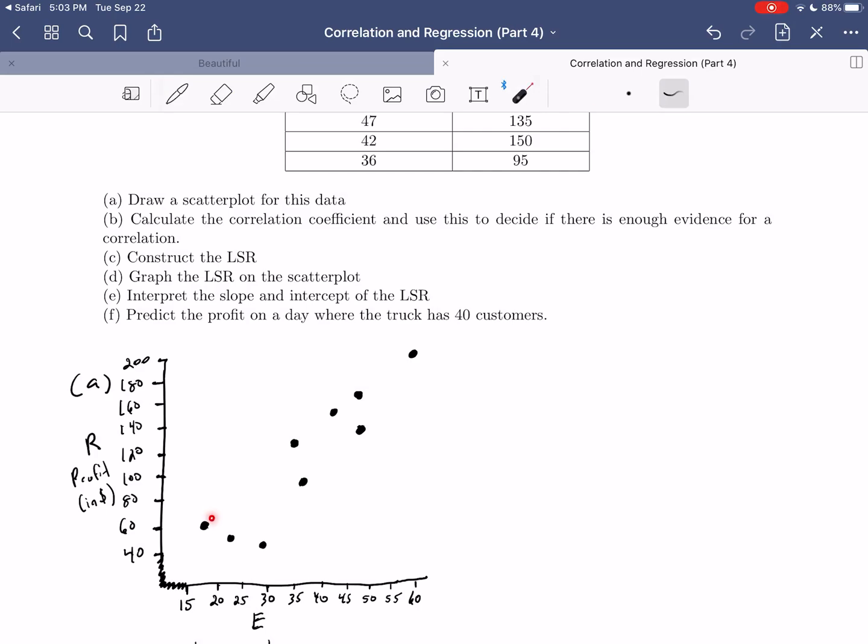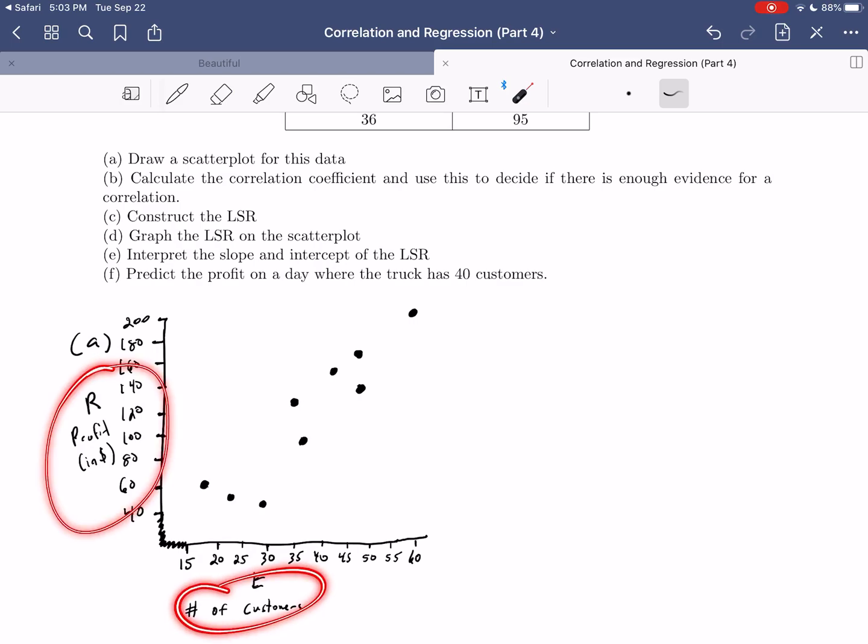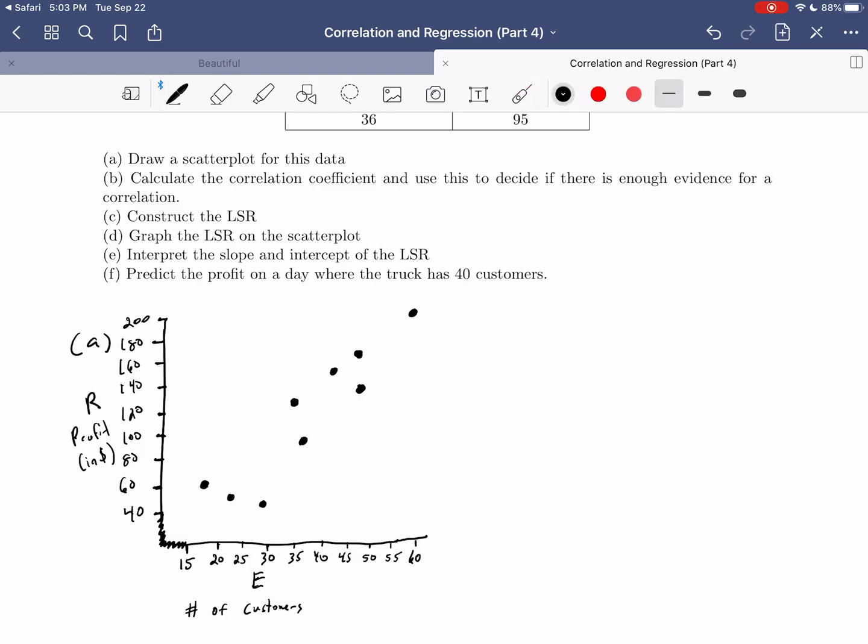Okay. Again, we've got 1, 2, 3, 4, 5, 6, 7, 8, 9. What sort of general direction are we seeing? Well, it does look to be positive, which should make sense. The more customers you have, the higher your profit should be. So it makes sense that we're seeing sort of a positive direction here. We'll have to actually calculate the correlation coefficient to decide if it's a strong enough pattern to really be considered a relationship. So let's go ahead and do that.